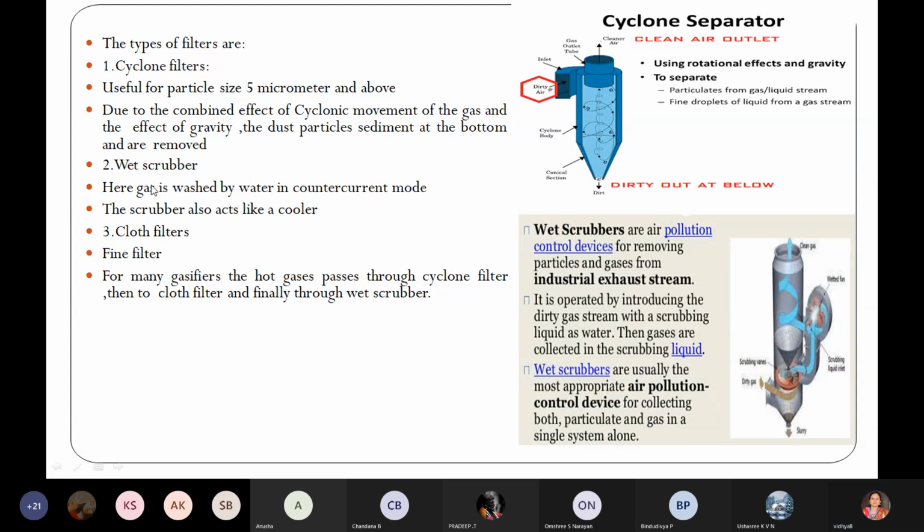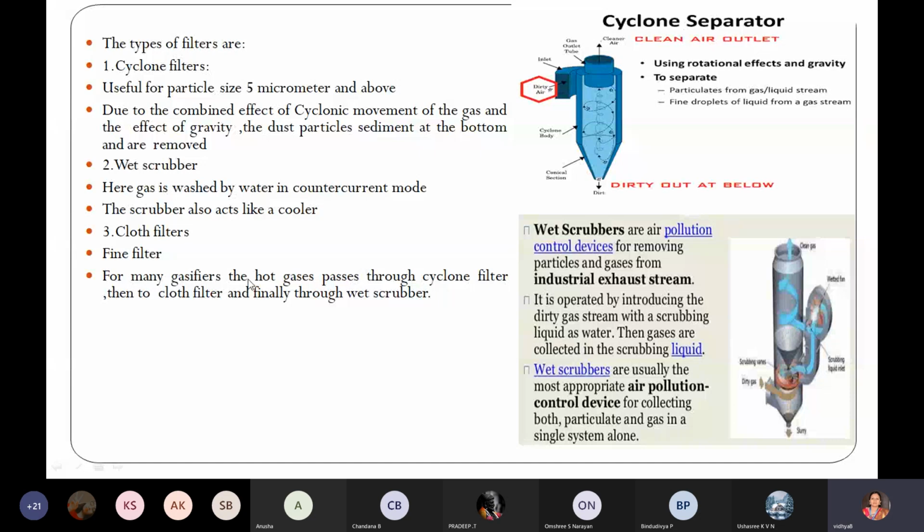Next is the wet scrubber. This is the figure of a wet scrubber. Wet scrubbers are air pollution control devices for removing particles and gases from industrial exhaust streams. It operates by introducing the dirty gas stream to a scrubbing liquid, which is water. Here the gas is washed by water in counter current mode. The scrubber also acts like a cooler.